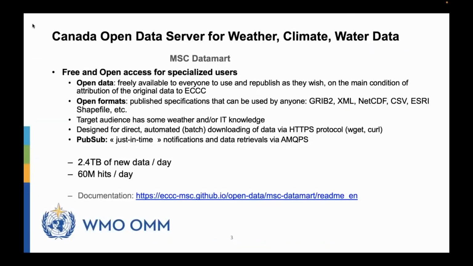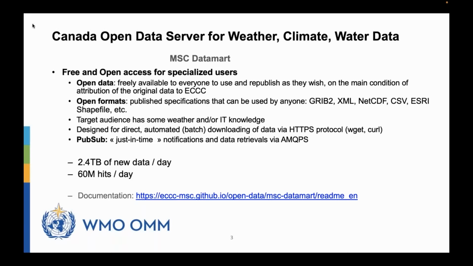We also have a flat file server, which we call MSC Data Mart, which provides all of our real-time and archive data through an HTTP service. We generate around 2.4 terabytes of new data on that infrastructure per day, and we get around 60 million hits per day. There's a documentation link there as well. So these are raw files on an HTTP server, and they're in NetCDF, XML, GRIB2, a number of different formats, and people can use tools such as curl or wget to interact with them or just browse them on their web browser.